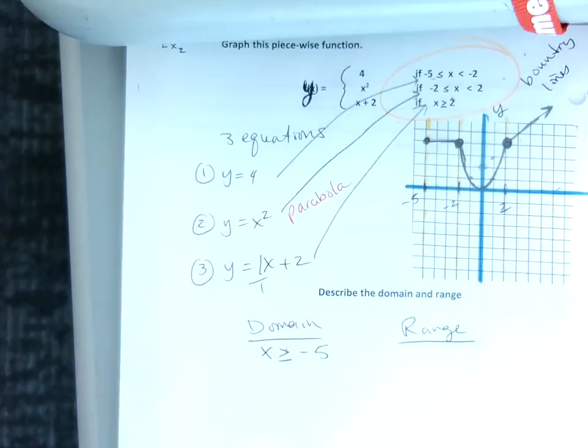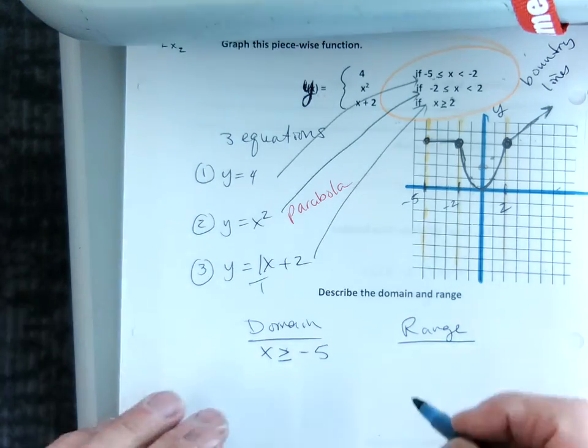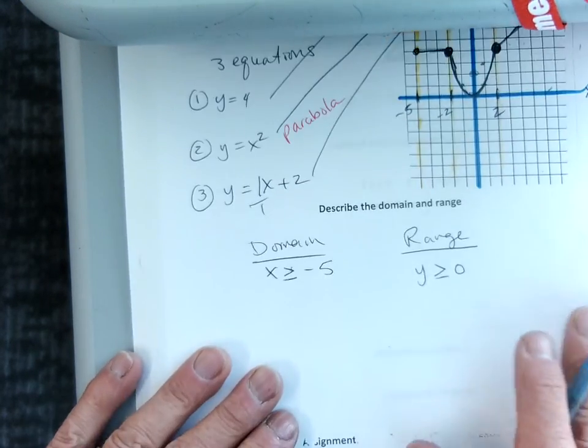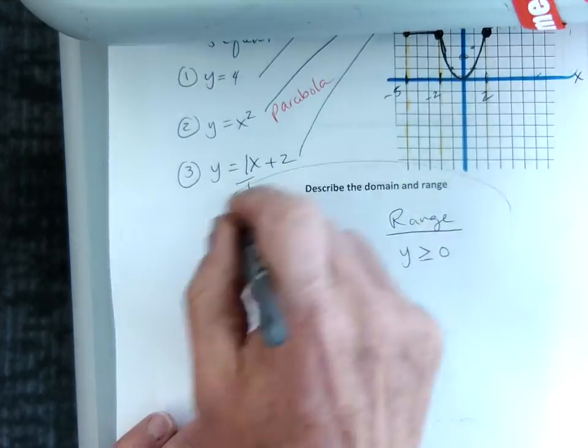Range. Reach for your range. What's the very bottom point? 0, right? And then it goes up, right? How far does it go up? Forever. So we're going to say y is greater than or equal to 0, okay? Okay, so that's what I have.